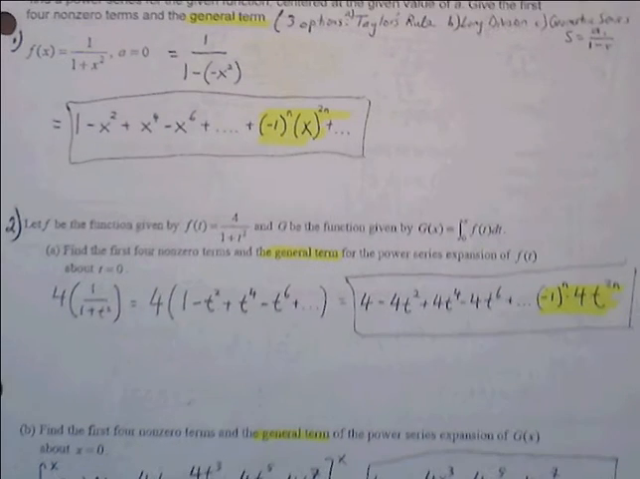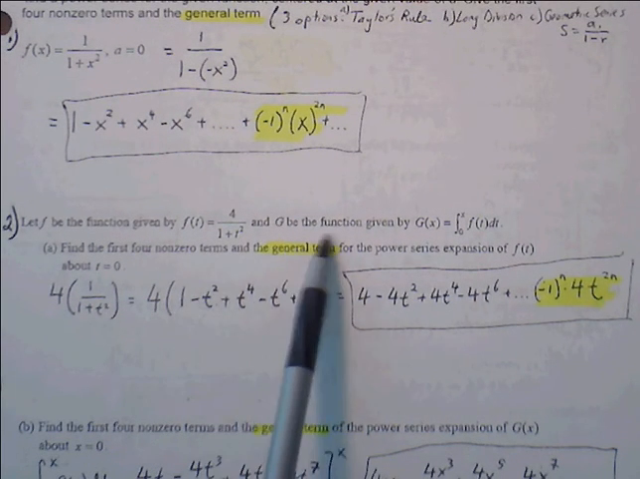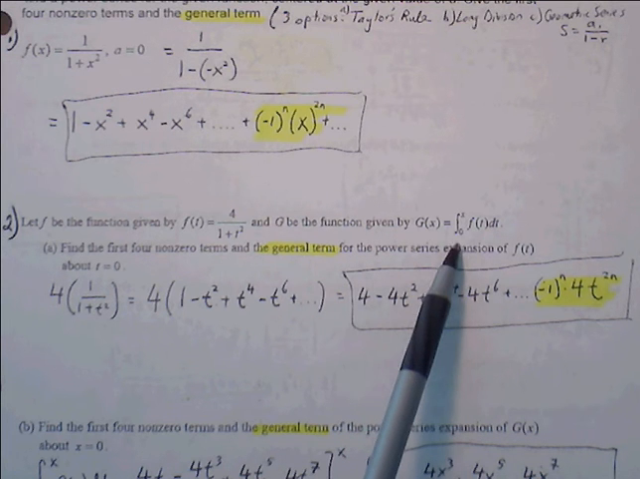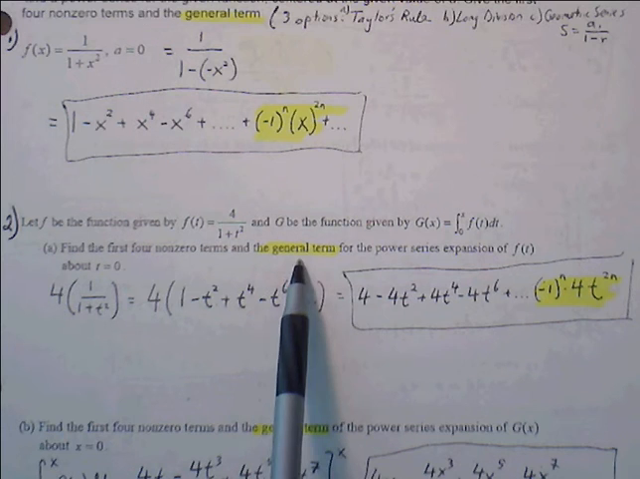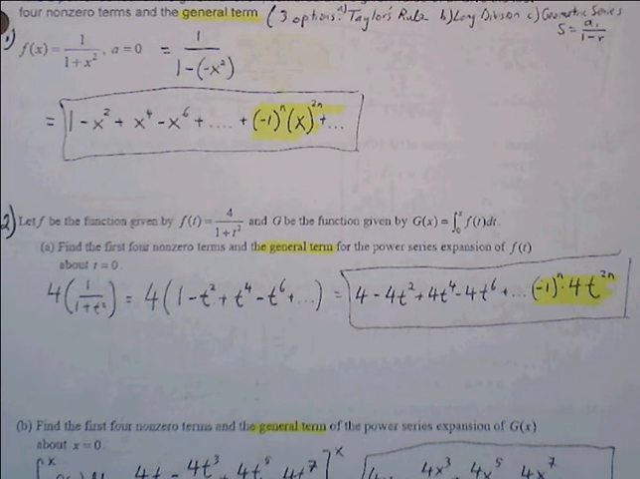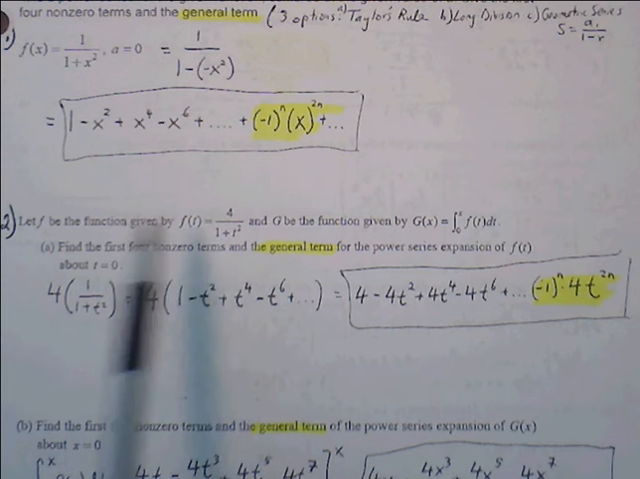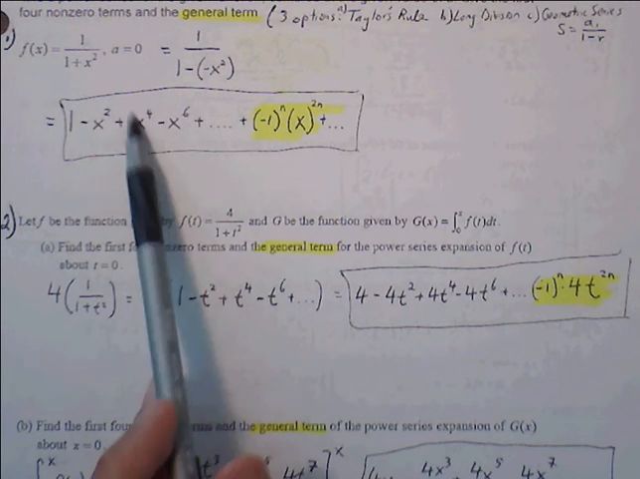Number 2, let f be the function given by f of t, and g be the function given by g of x, the indefinite integral from 0 to x of f of t. Find the first 4 non-zero terms and the general term. So I want to highlight that again. We don't want to forget to write the general term. So it looks like this is still in the form of a geometric series.